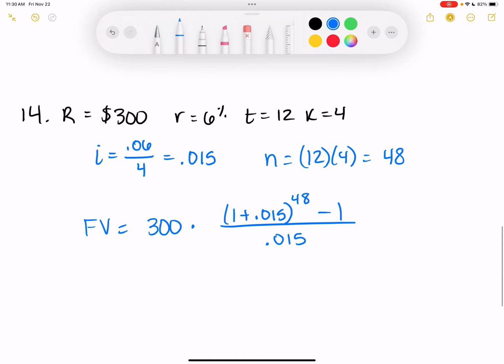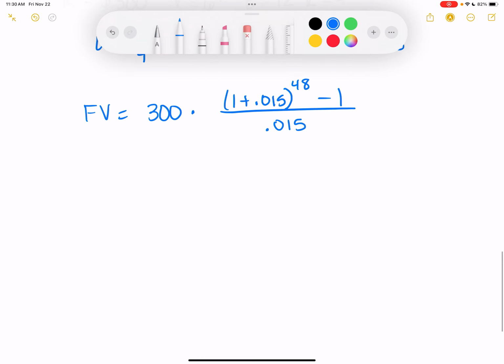All right, so as far as typing this in, if your calculator does not have the ability to do the fraction, then I would say you need to work piece by piece. Do 1.015 raised to the 48. Get an answer. Subtract 1. Divide by 0.015. Then multiply by 300.